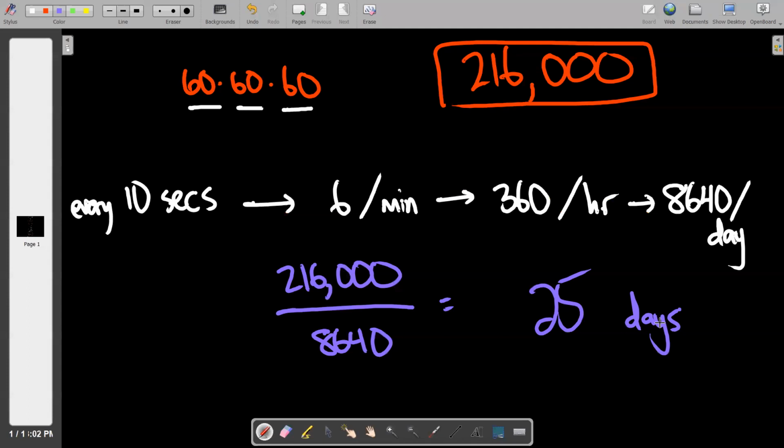Any questions on that one? Barney's obviously not going to guess the right combination. I mean, unless he gets lucky on the first try. But if he were to have to try them all, it would take him 25 days.